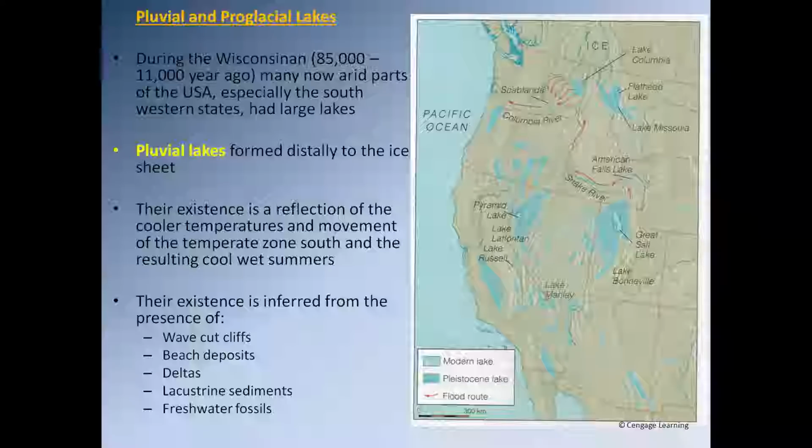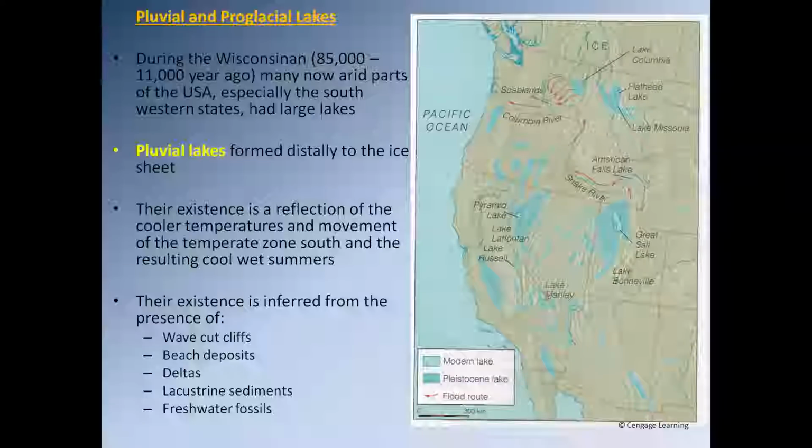And so what would have happened is you would have formed lakes next to the glacier and you would have formed lakes a long way from the glacier. So the lakes that formed a long way from the glacier, or distal to the glacier, are referred to as pluvial lakes. And their existence is a reflection of the cooler temperatures and the movement of the temperate zone south and the resulting cool, wet summers, as we've already discussed.